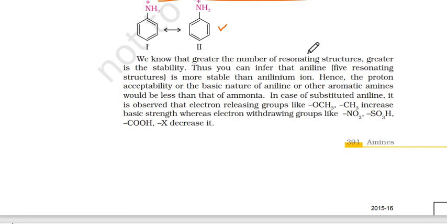In case of substituted aniline, it is observed that electron releasing groups like OCH3, CH3 increase basic strength, whereas electron withdrawing groups like NO2, SO3H, COOH and X decrease it. We know this has already been taught, what the electron releasing groups and the electron withdrawing groups are. So whenever you have electron releasing groups, they increase the basic strength, and if you have electron withdrawing groups, they are going to decrease the basic strength.